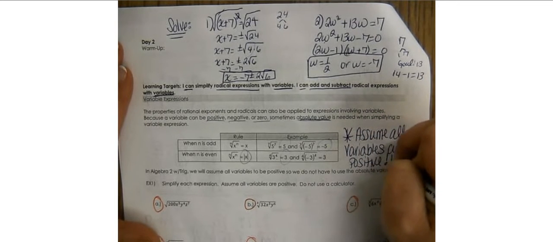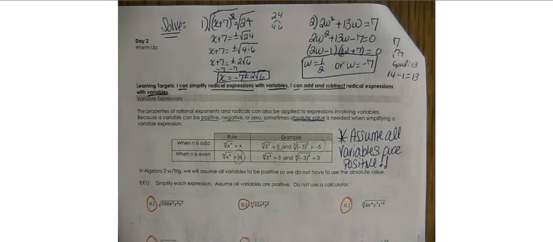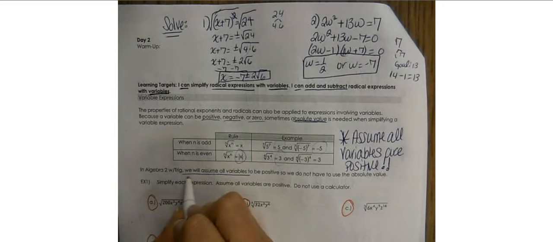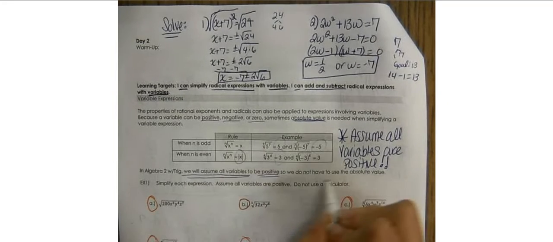Otherwise, it's too complicated, it gets messy. You can worry about the absolute value when you get to pre-calc. That's something that you'll be working with when you get up there. But in the meantime, in Algebra 2 with trig, we will assume that all variables are positive so that we don't have to deal with that absolute value. So for this lesson and for the rest of the problems where we'll be simplifying these types of expressions, just assume your variables are positive.